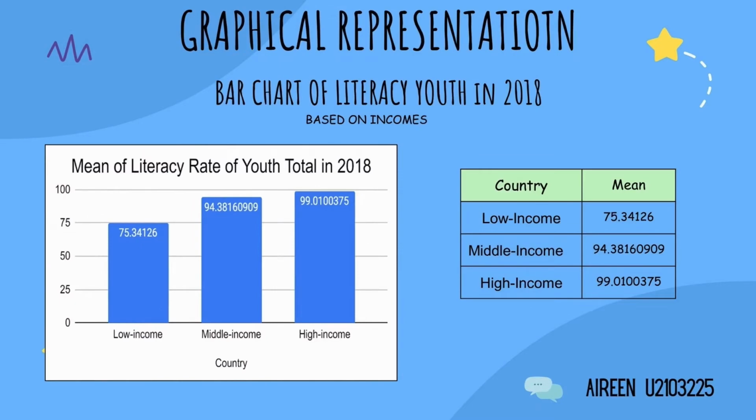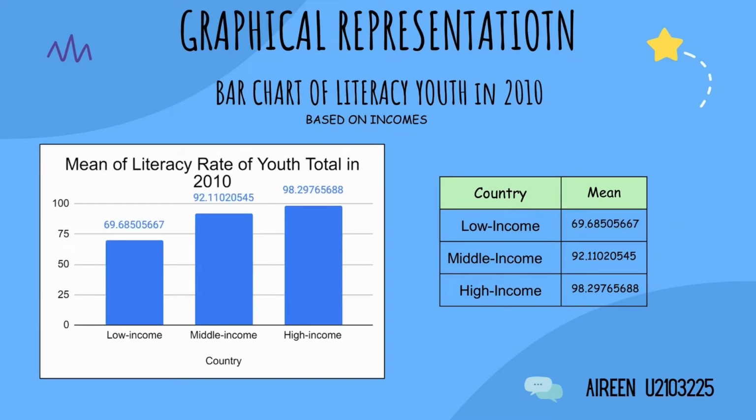Now I'll discuss the graphical representation. We use bar charts to show our calculation. For the mean of literacy rate of youth total, we divide into 3 groups by income class, which are low income, middle income, and high income countries, to make it more precise. As you can see here, this is the bar chart for the mean of literacy rate of youth total in 2018. The next slide is the bar chart of the mean of literacy rate of youth total in 2010.